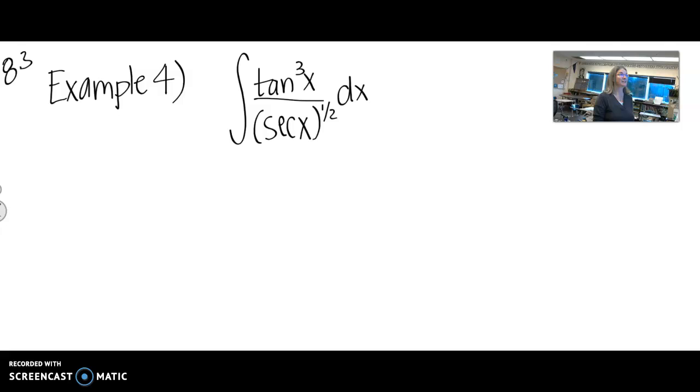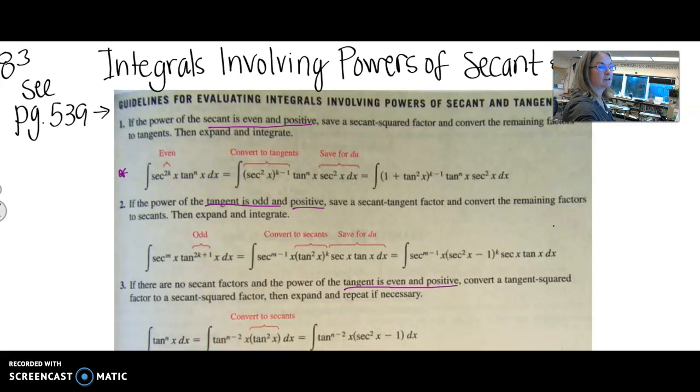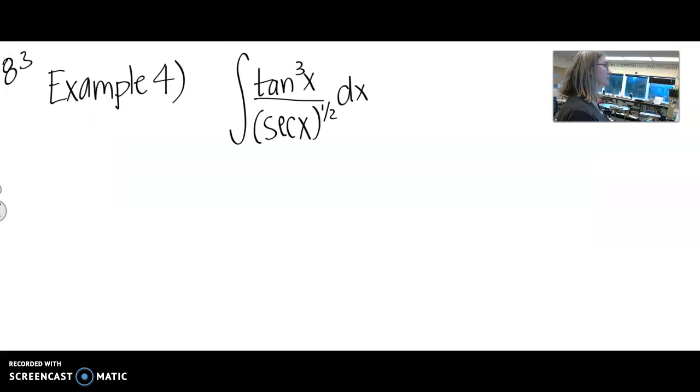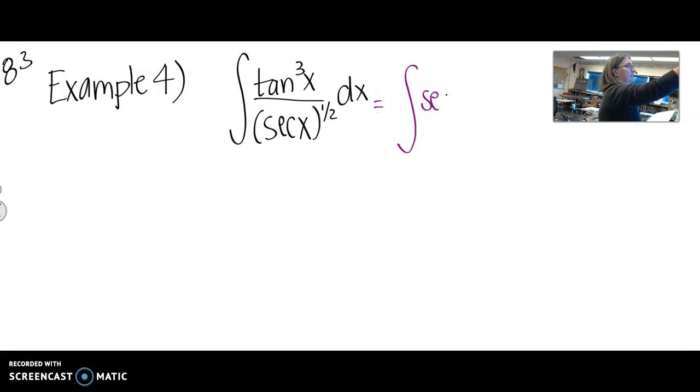So this is my 4th example from this lesson. If you look at this, we have a tangent that is odd, we have a secant that's a fraction. When the tangent is odd and positive, save a secant tangent factor and convert the remaining factors to secant, expand and integrate. That's where we're at. All right, so I'm going to rewrite this as secant of x to the negative 1/2 power.